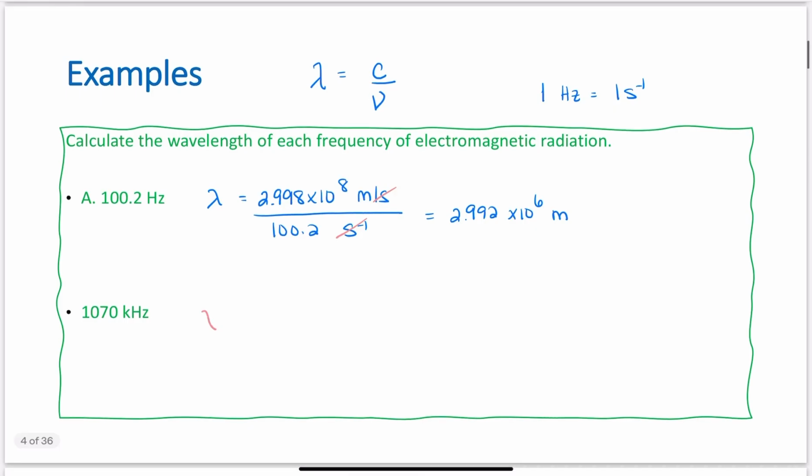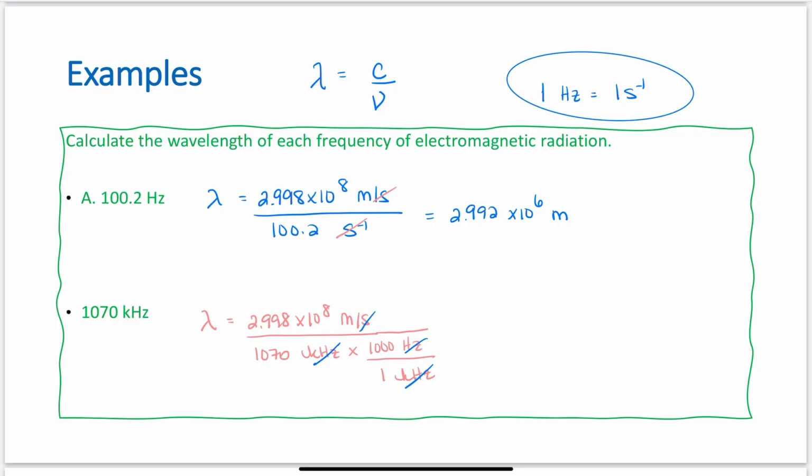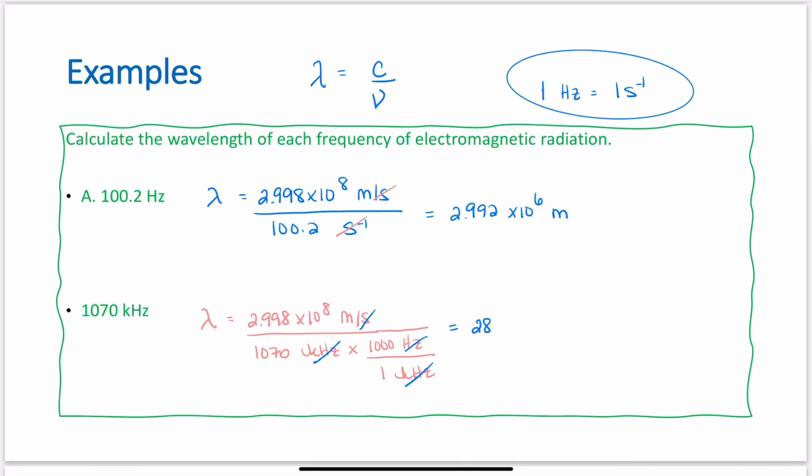If I have 1070 kilohertz, lambda here is 2.998 times 10 to the 8 meters per second, my speed of light, divided by 1070 kilohertz. But I need that in hertz. I know that 1000 hertz equals 1 kilohertz because kilo just means times 10 to the third. So my kilohertz have canceled. My hertz cancels my seconds here because again, I know 1 hertz is 1 second to the minus 1. I calculate that out and I get 280.